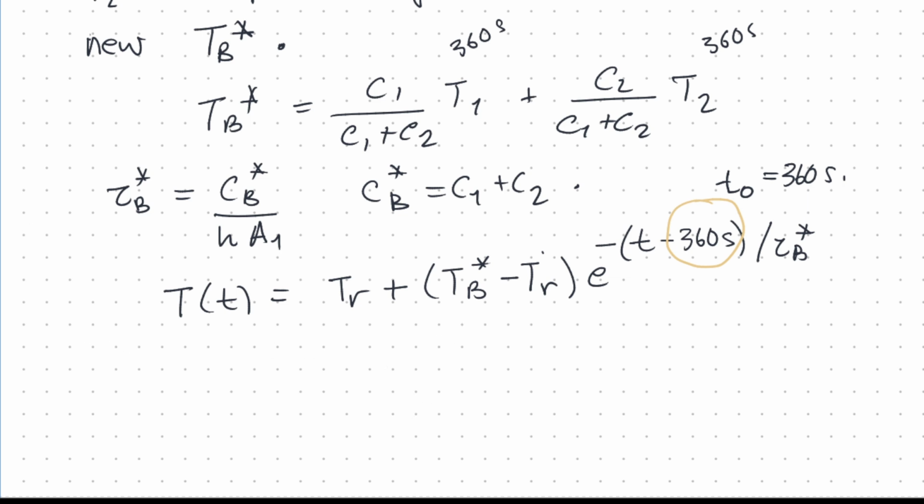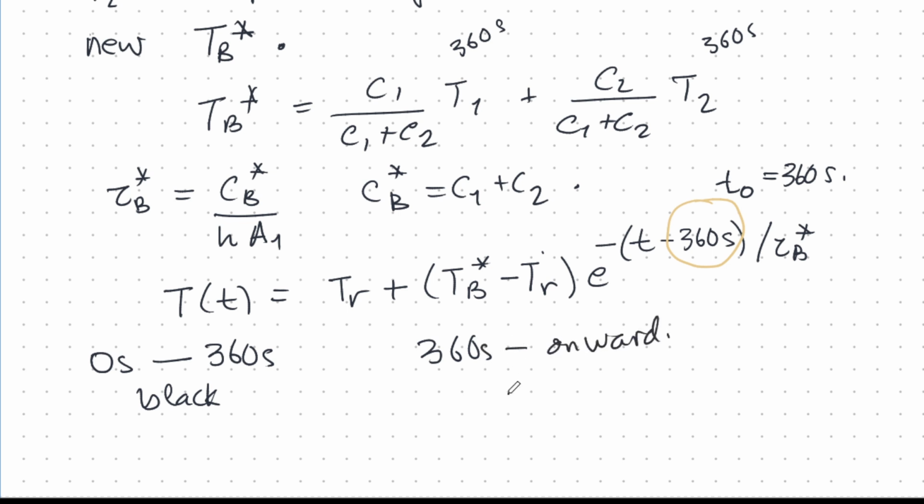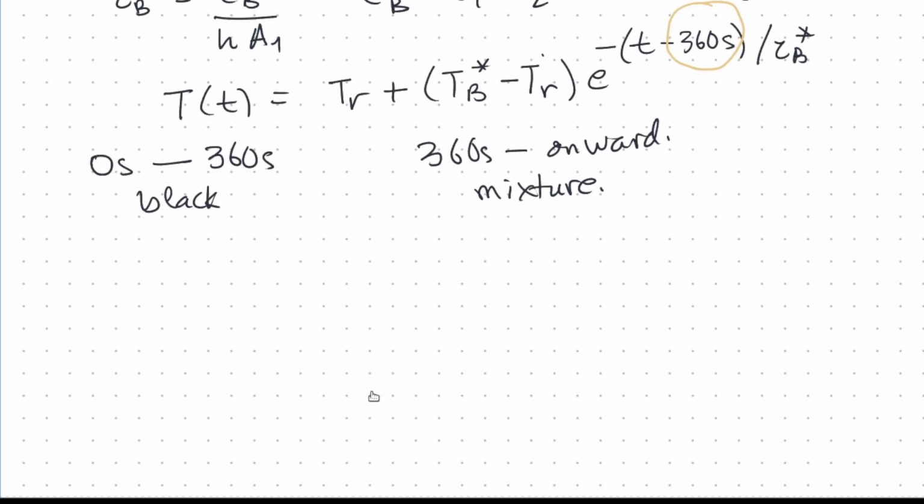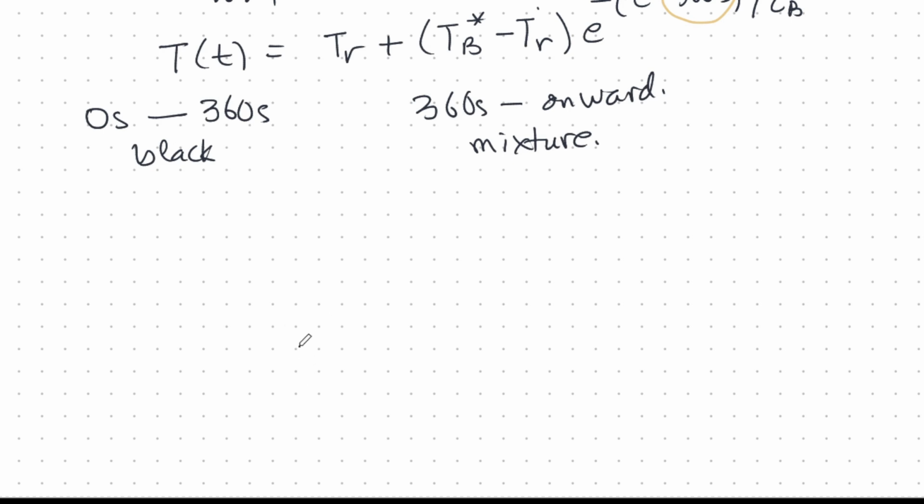Let's summarize this. From 0 seconds to 360 seconds, it's the same as the black coffee curve. But from 360 onward, it's a totally different curve. It's the mixture curve. It's going to have a different heat capacity, different mass, different tau, different starting temperature, and it can all be computed. We know everything now to compute the results, and I'll show you a beautiful graph of the results now.